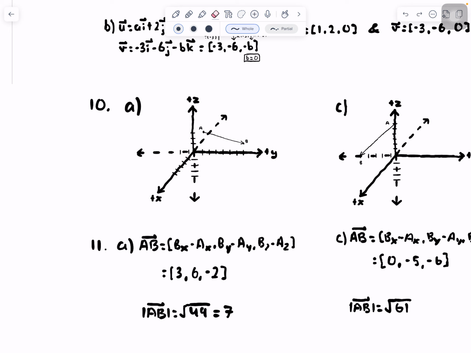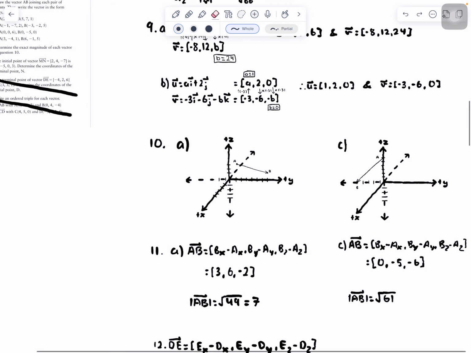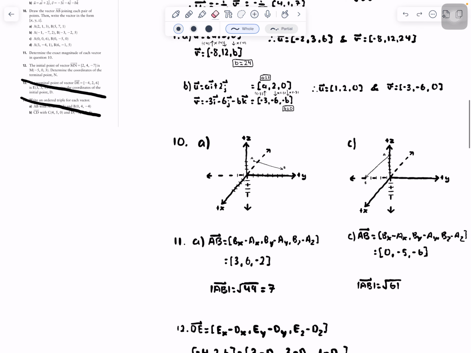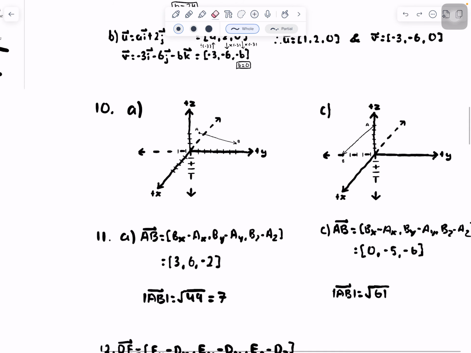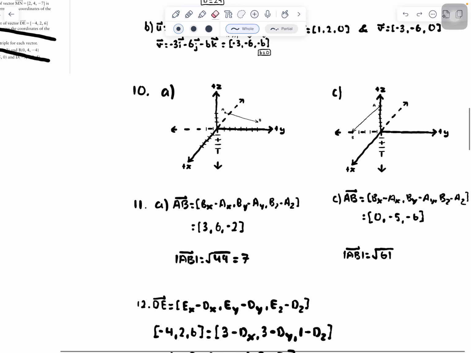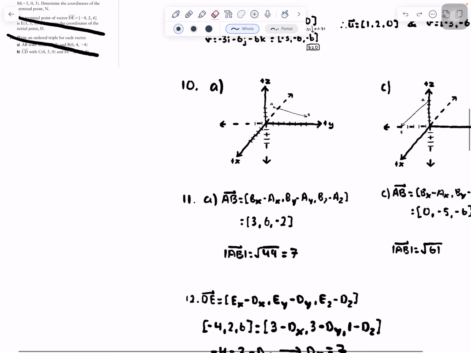Because I want the vector AB, it's always in the reverse. So I get 3, 6, -2, because I know the 2 points that they were listed in question 10. And then I just find the magnitude as usual using the Pythagorean theorem. And the similar procedure holds for part C. Okay, just using the Pythagorean theorem at the end to find the magnitude.